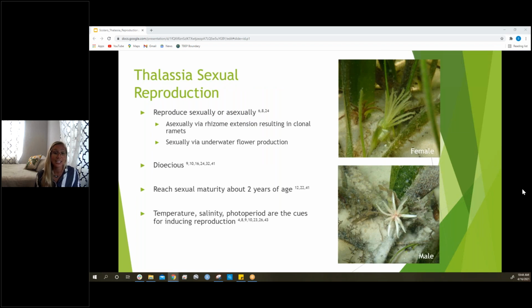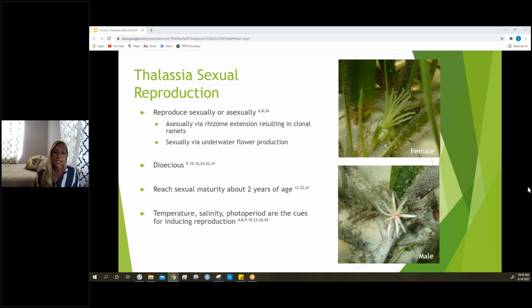Seagrasses are originally land plants that migrated back into the water column about 100 million years ago. Because of that, they retain a lot of the same characteristics that we see in land plants today. One of those characteristics is that they can reproduce sexually or asexually. Asexual reproduction is done in Thalassia through rhizome extension and results in clonal ramets, or essentially identical copies of the parent plant. This is typically considered the dominant form of reproduction in this area.